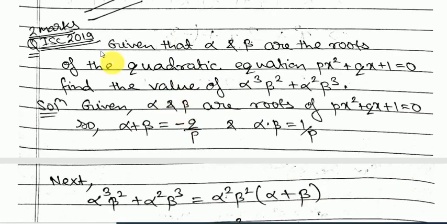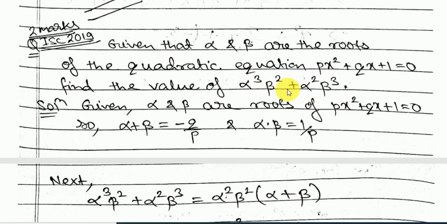Okay, so this is a question that had come in 2019. Given that alpha and beta are the roots of the quadratic equation px squared plus qx plus 1 is equal to 0, find the value of alpha cube beta into beta squared plus alpha squared into beta cube. So this is the quadratic equation given to you. They are saying that alpha and beta are the roots of this, and you have to find the value of this.